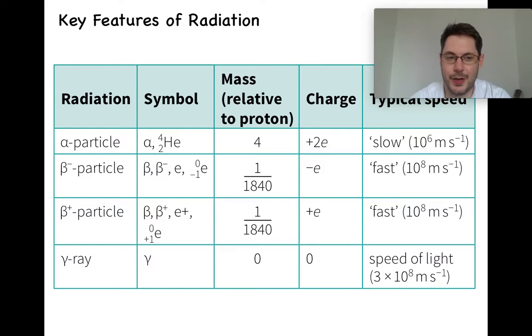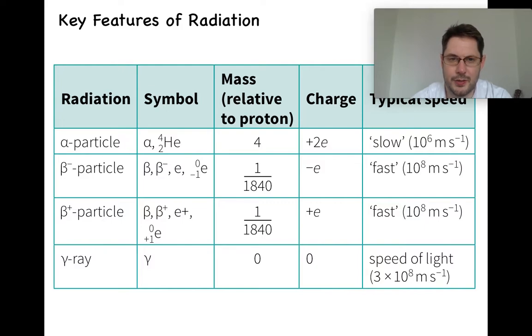A little slow for radiation. We can see if we drop down to the beta negative particle and look at the symbols there. Beta negative particle is sometimes just known as beta. It's also known as beta negative, and it's also known as an electron because it is an electron. You see there, nucleon number 0 and a -1 for an electron on the proton number.